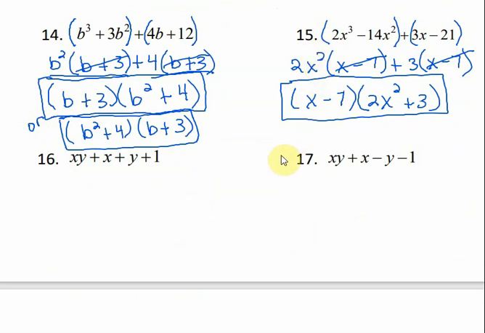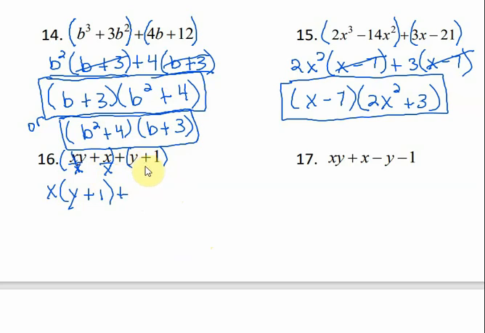Okay, number 16. Do they all have something in common? No. So I'm putting parentheses around these two, leave my sign in the middle, and the last two. Okay, now what do these have in common? An x. Okay, so if I divide each term by x, I'm left with, if I divide this by x, I'm left with y. If I divide x by x, what is that? 1. So plus 1. They don't cancel out, remember?